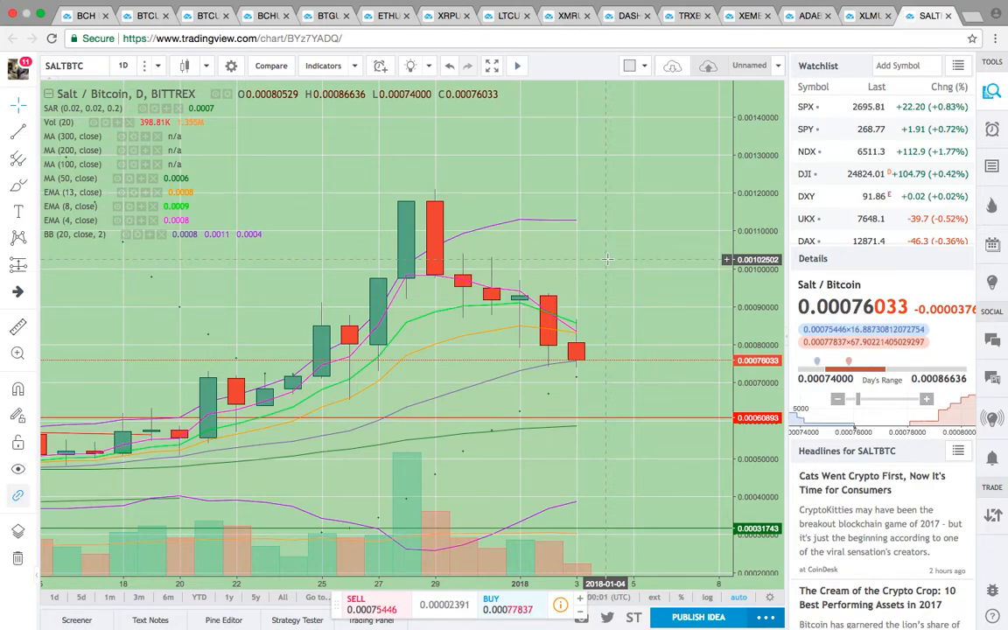Okay, let's look at SALT. Okay, so SALT is pulling back here. It made that really nice move above 6.1. That's this red line down here. That was the key level we wanted to see break, and that happened on the 21st of December. And then it ran up. It had that great run up to 12. It basically doubled after it broke above 6, and then it pulled back.